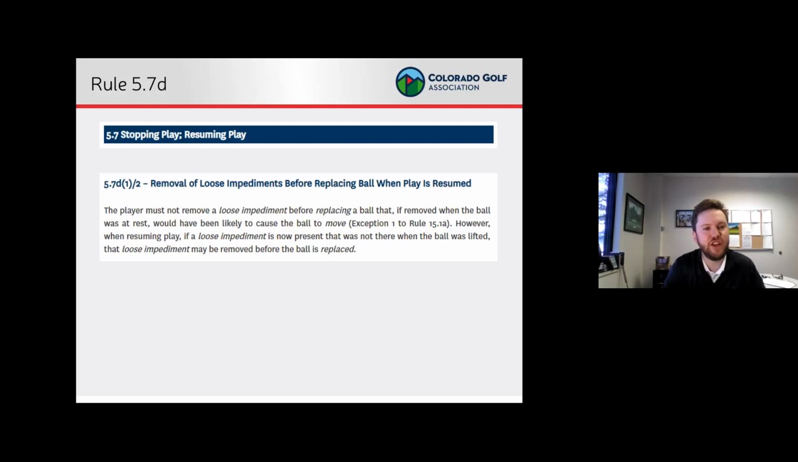So again, it's very specific, and this is a very slim situation where during a restart, a loose impediment is now present. But again, this goes back to that main principle: you play the course as you found it. When you stopped play, there was not a loose impediment in or around the lie of your ball that would have caused the ball to move. Therefore, when you start play, you don't have to adapt to that new situation. Again, the 15.1a exception is really narrowing down on the player cannot remove a loose impediment when replacing a ball back on that spot. The player themselves cannot deliberately remove a loose impediment to affect where the ball's lie might be altered or have it move.